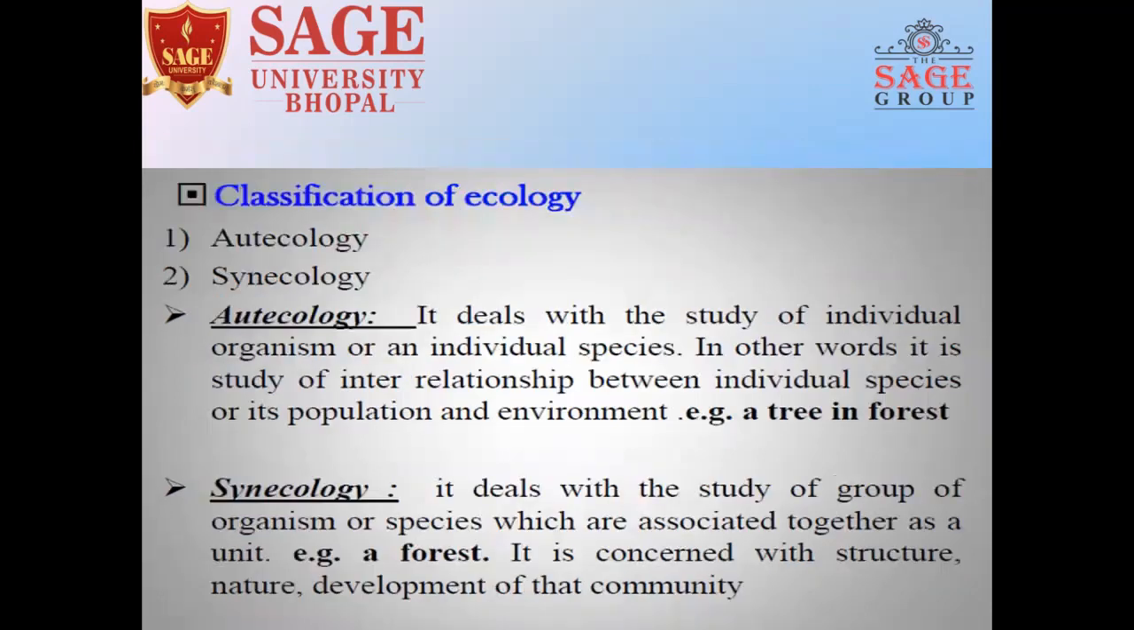Classification of ecology. First is autoecology and second is synecology. Autoecology deals with the study of an individual organism or an individual species, like a tree in the forest. A tree in the forest is an individual species or individual organism. Synecology deals with the study of a group of organisms or species which are associated together as a unit.